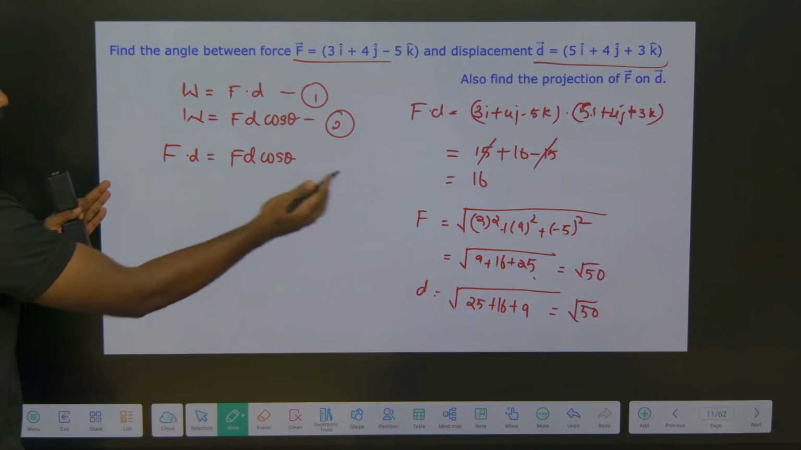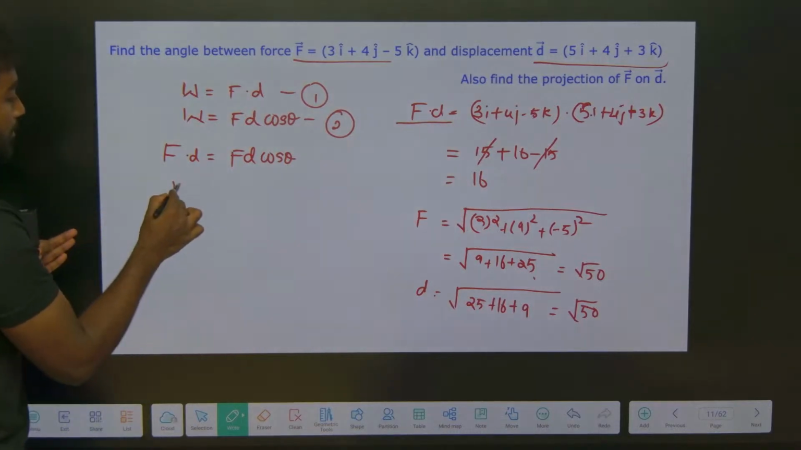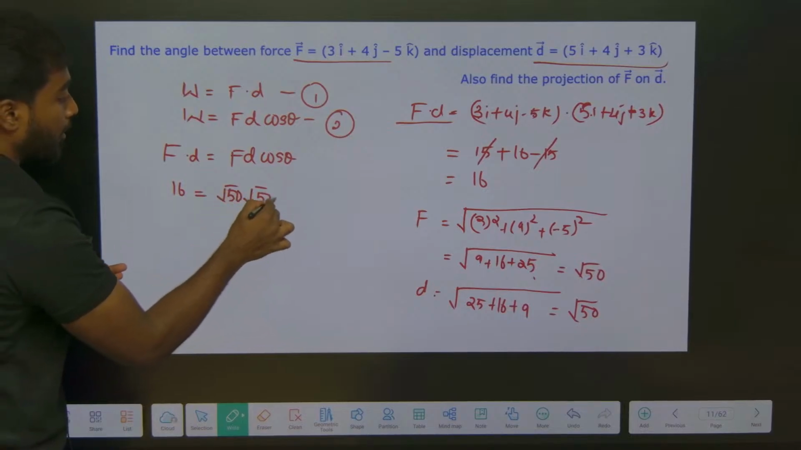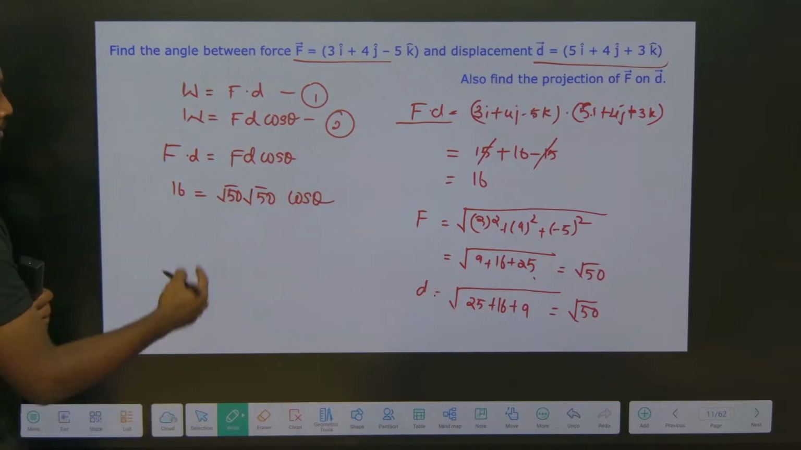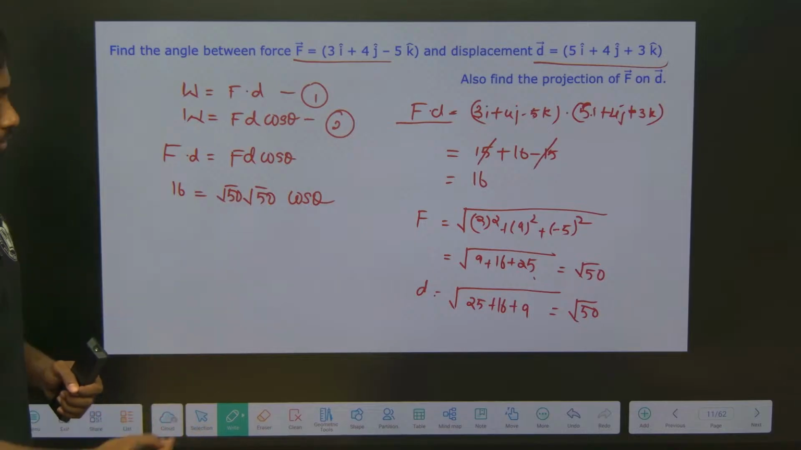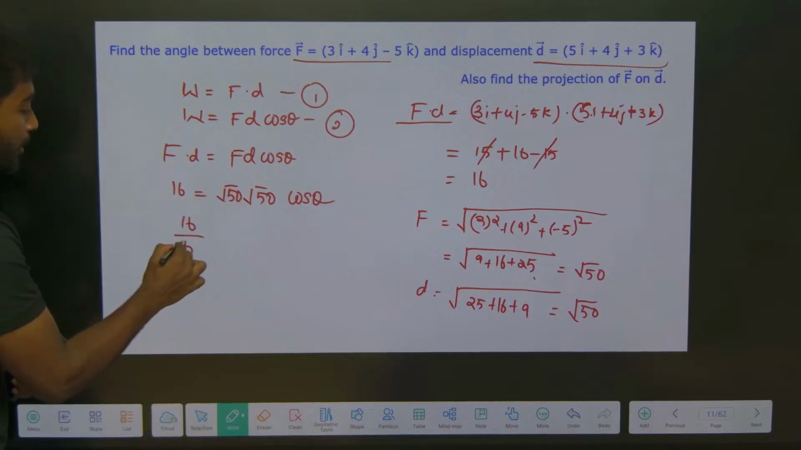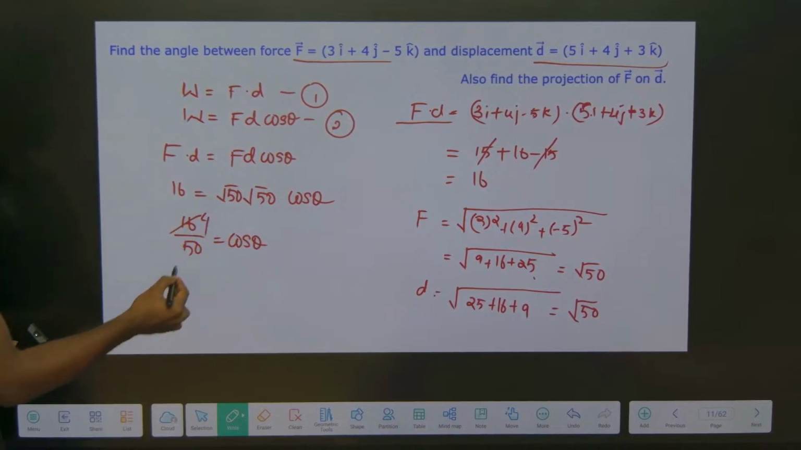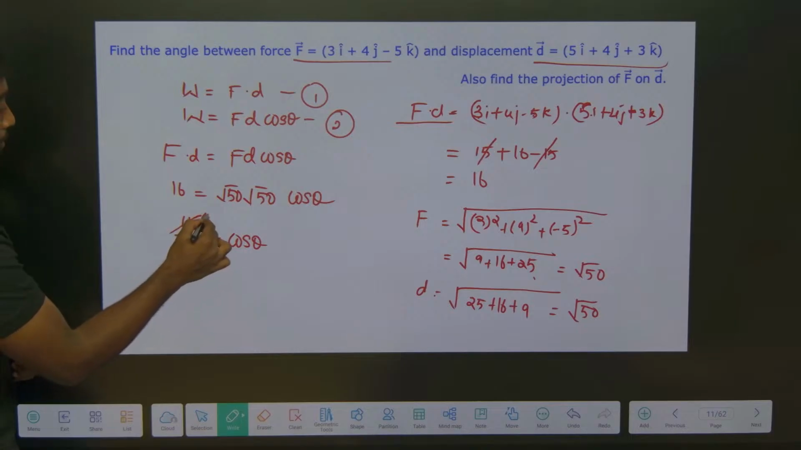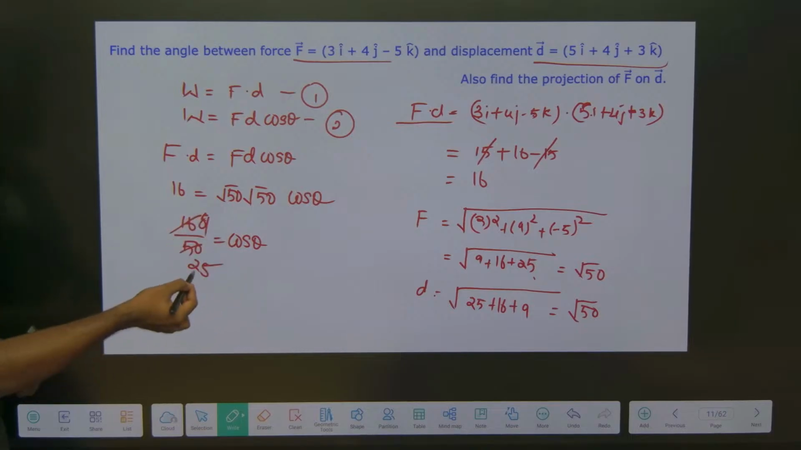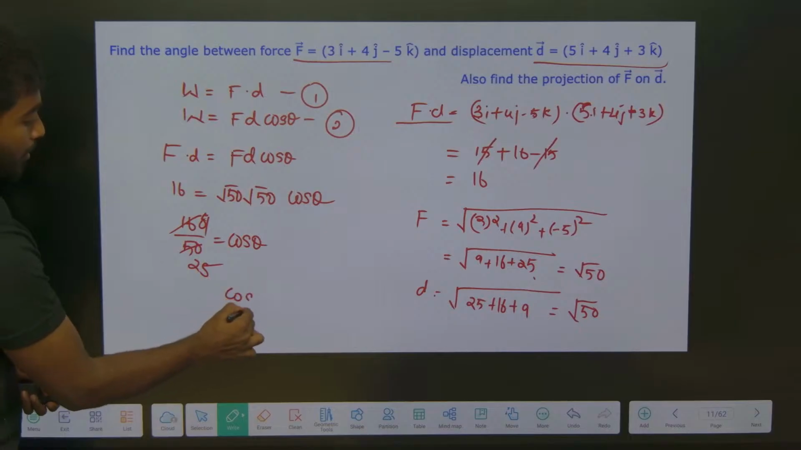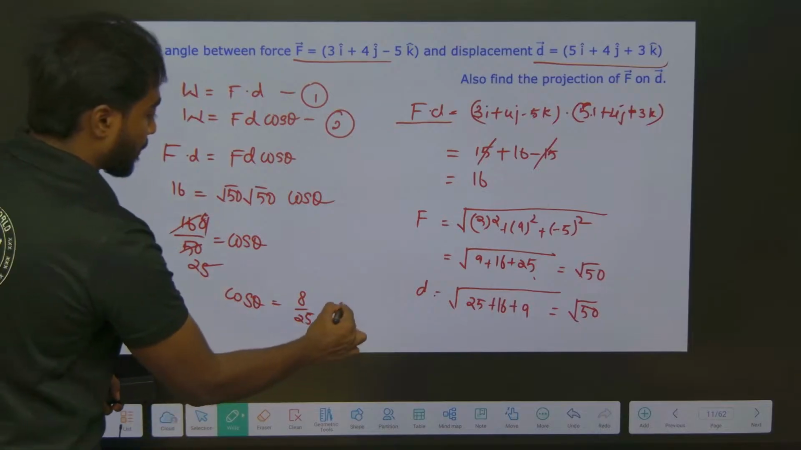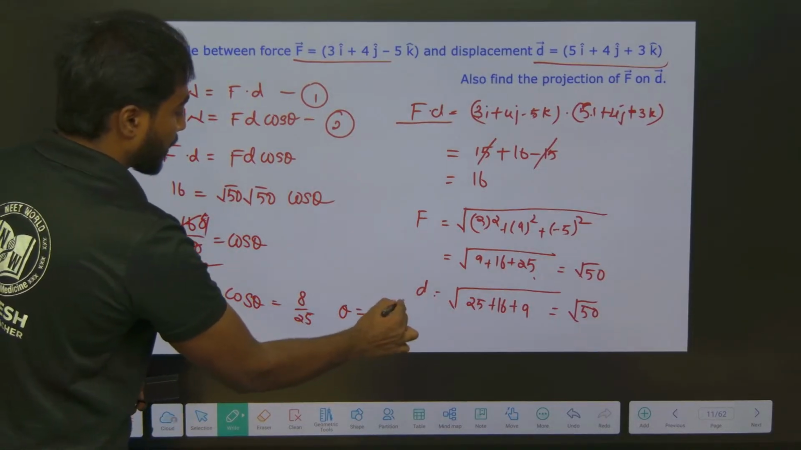Now I will write the answer for F dot D. F dot D is 16, which equals root 50 into root 50 cos theta. Root 50 into root 50, 50 will come. So 16 by 50 equals cos theta, which is 8 by 25. So cos theta equals 8 by 25, and theta equals cos inverse of 8 by 25.